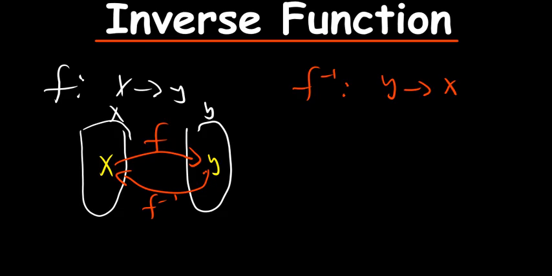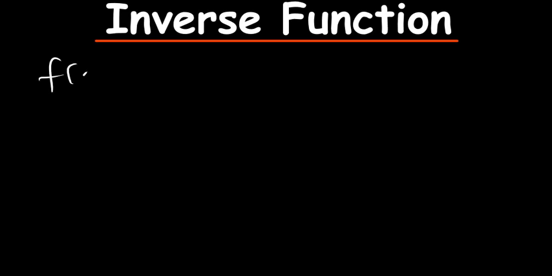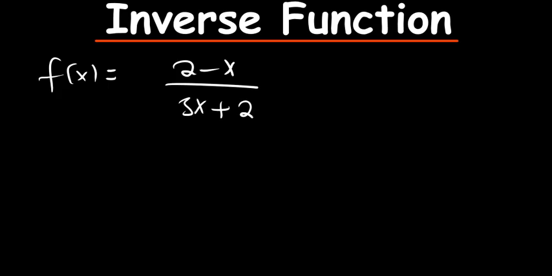What I mean is this: if I give you an example, let's say we have been given f of x being equal to 2 minus x divided by 3x plus 2. Now, how do we find the inverse of this function? To find the inverse, what I should do is replace f of x with y. So this is the same as y is equal to 2 minus x over 3x plus 2.